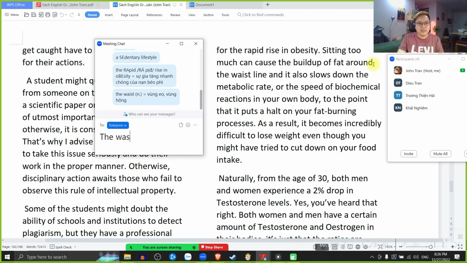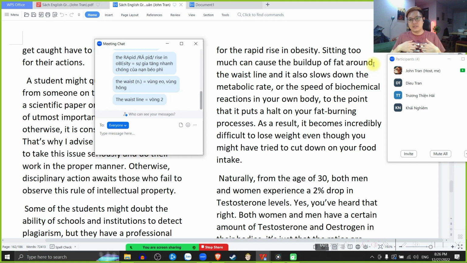So the waistline nó gọi là vòng hai. Vòng 1, vòng 2, vòng 3 thì vòng này là vòng hông. Vòng 1 là ngực nè. So the chest is the first one, and the waistline is the second one, and the third one is the bottom, right? Vòng 3 hình như là mông, yeah.